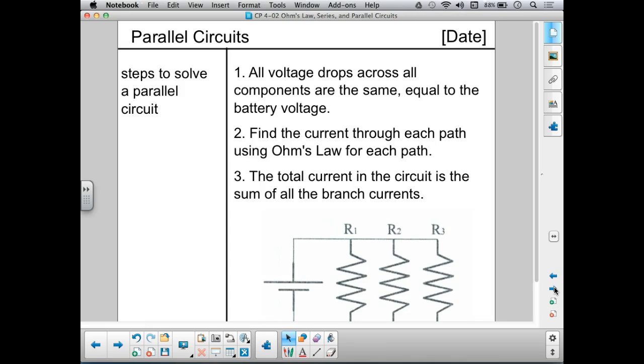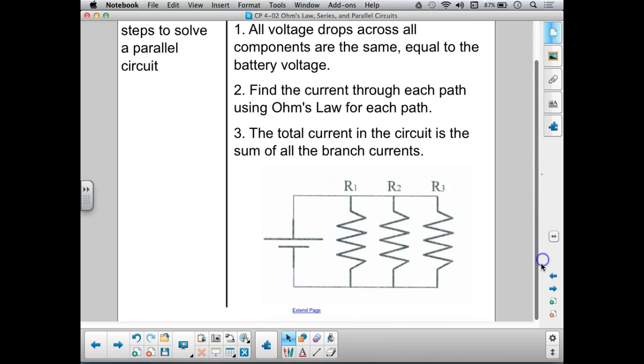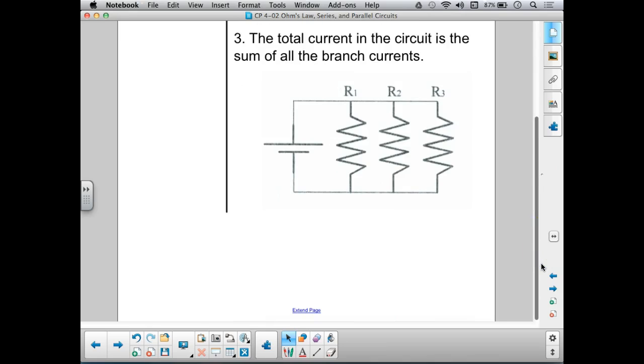Step number 2, you can find the current through each path using Ohm's law for each path. Basically, you're going to zoom in on each path, use Ohm's law, I equals V over R, for that path, and you'll be able to find the current for that path. And then step 3, we're going to put all the paths together. Because we know the current in each path, we can add them all up and get the total current in the circuit. Okay, let's try an example. Draw this circuit diagram in your notes. Let's write our knowns.